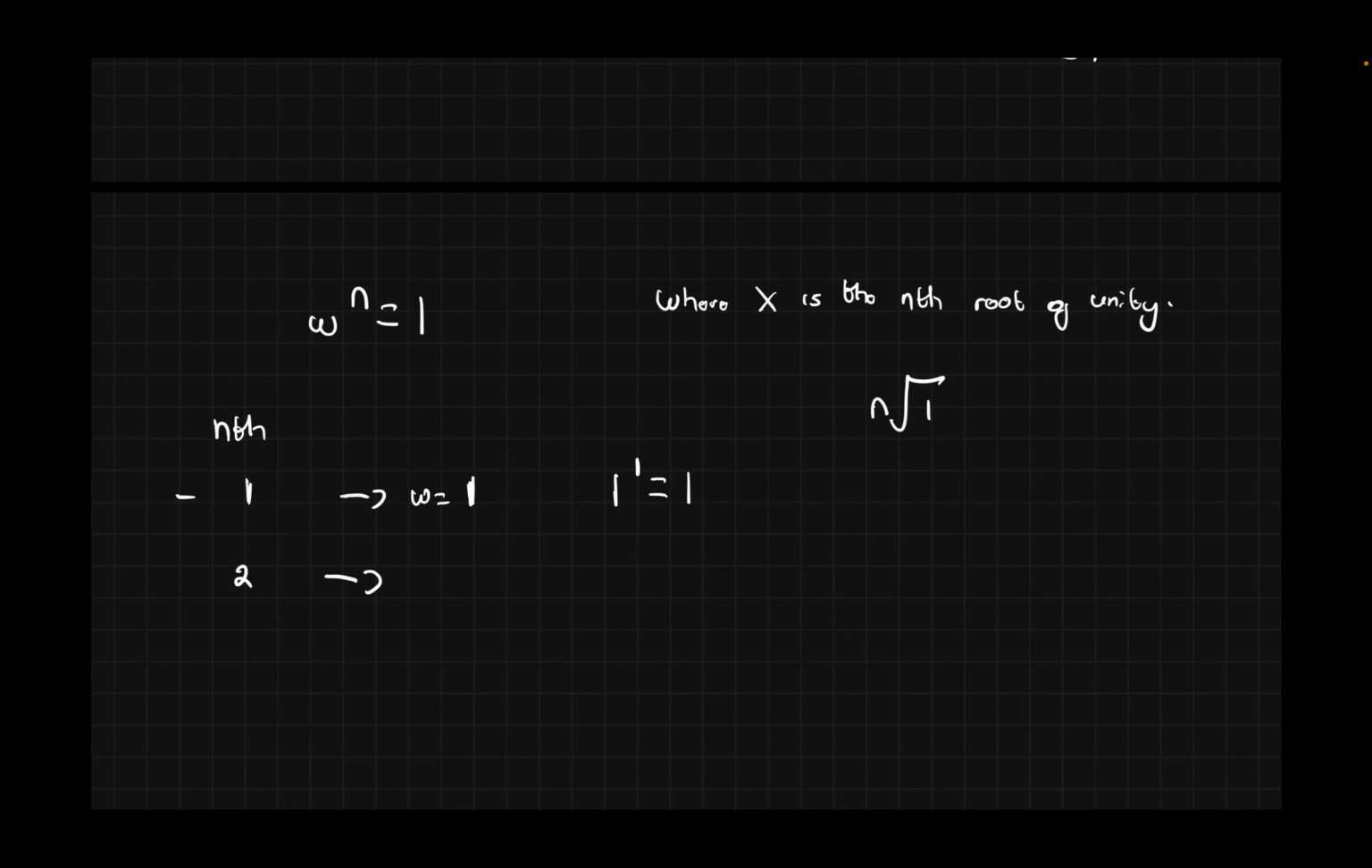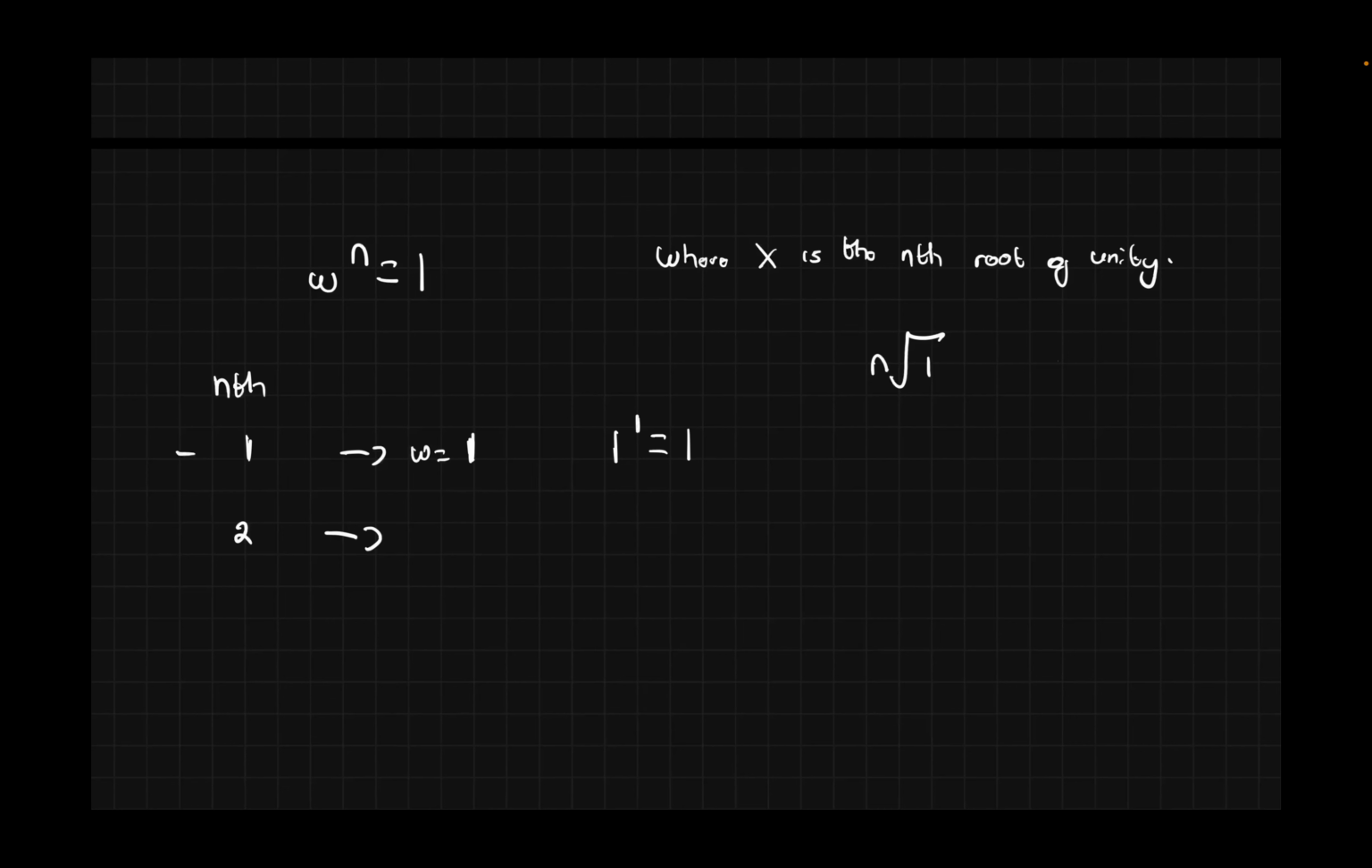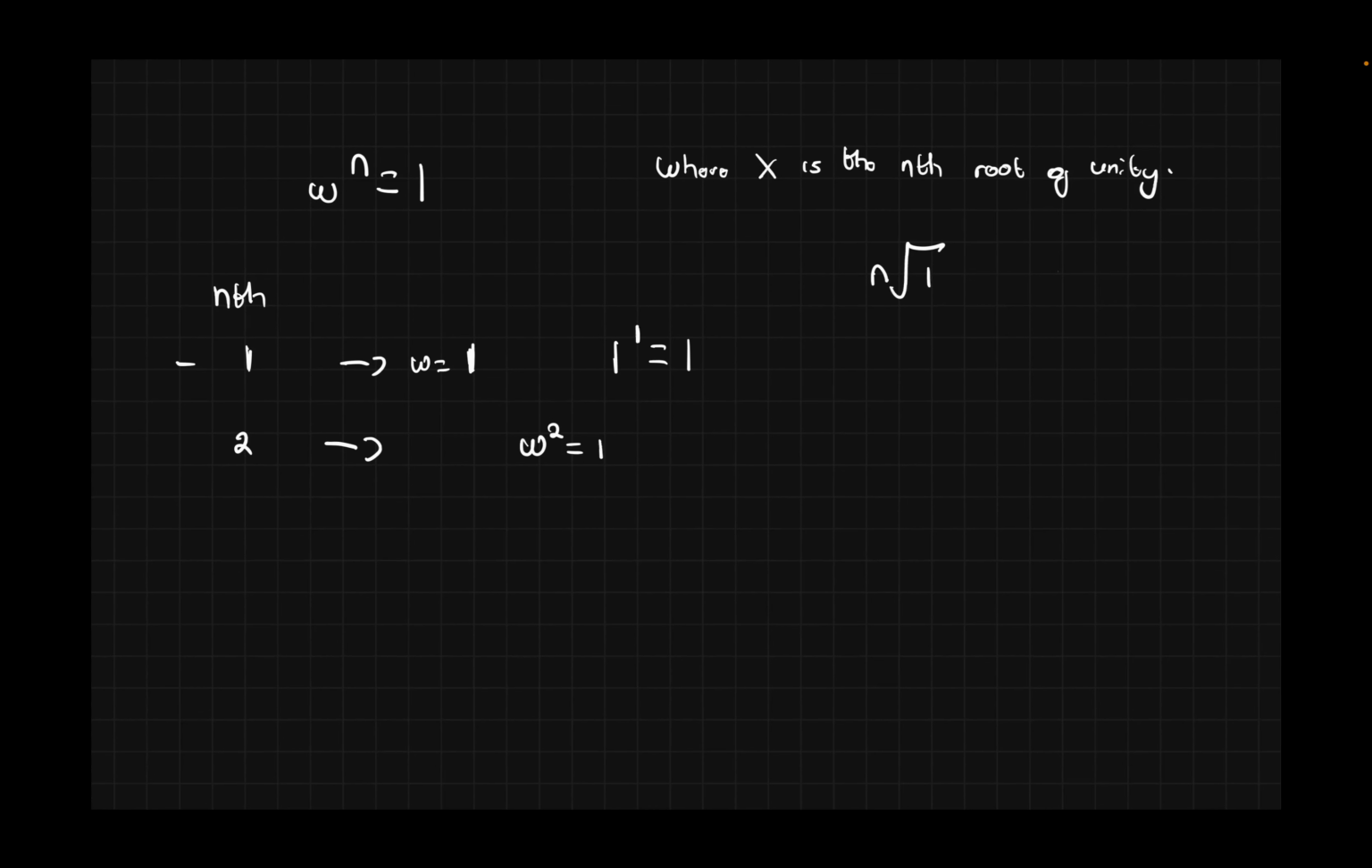So now for the second root of unity, we're looking for an omega such that omega raised to the power of 2 will be equal to 1. And that's the goal. We're going to have 2 such values. When you do omega raised to the power 0 and omega raised to the power 1, we're going to get 1 and minus 1, right?